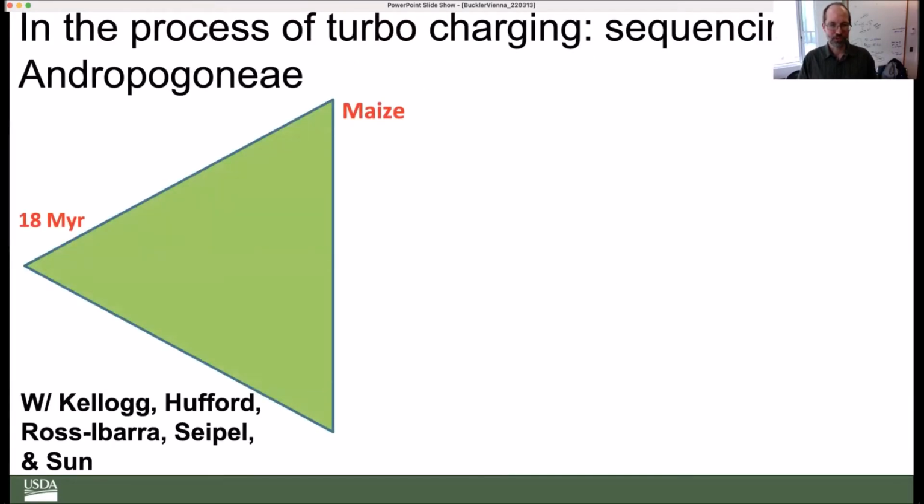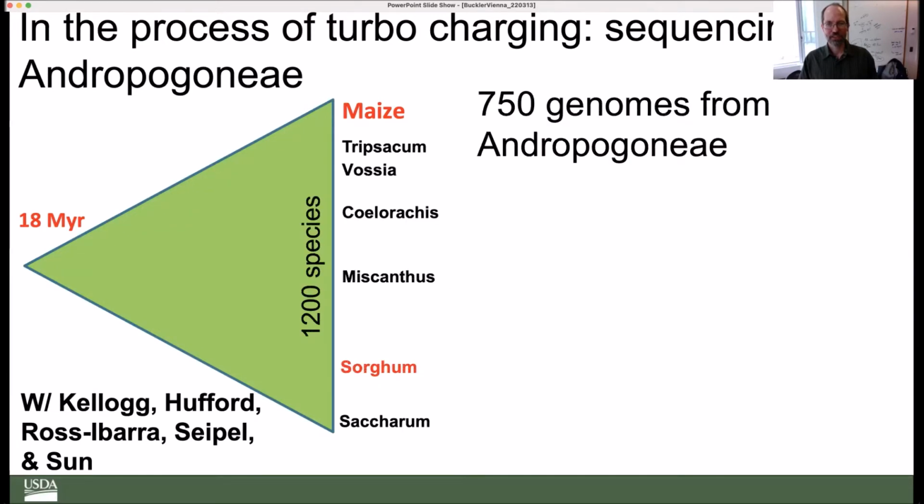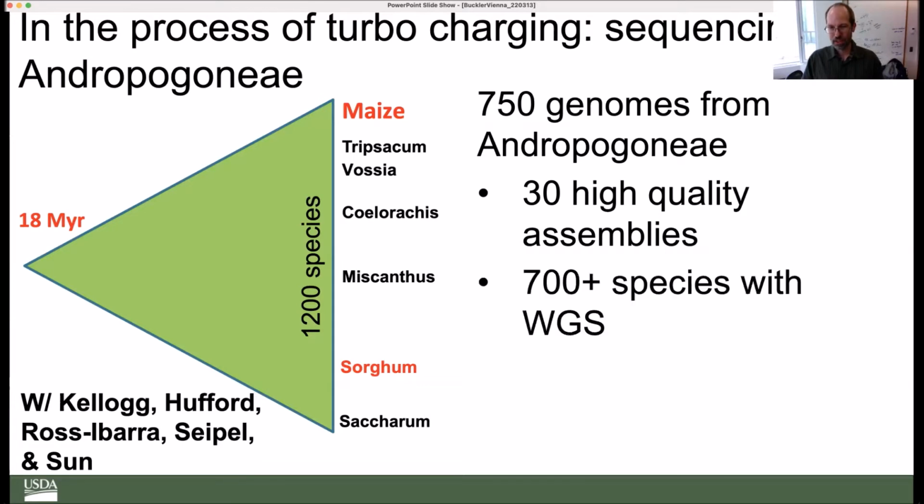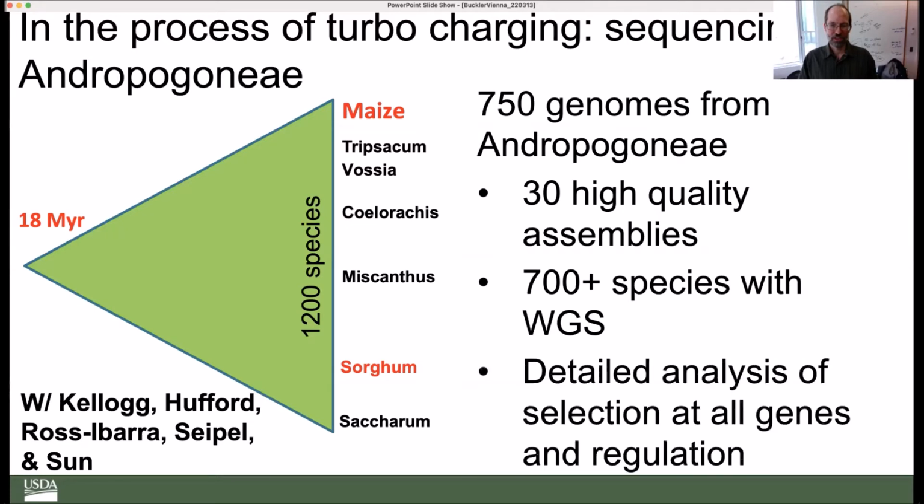So we're in the process of sequencing these, and getting these 750 genomes of the Andropogoneae together. And that includes, we've now pulled together 30 high quality assemblies, and then whole genome sequencing from anywhere from 600 to 700. We're seeing how many of them really pass through all the various tests there. And then we're trying to do a detailed analysis of selection at all the genes and their regulation.